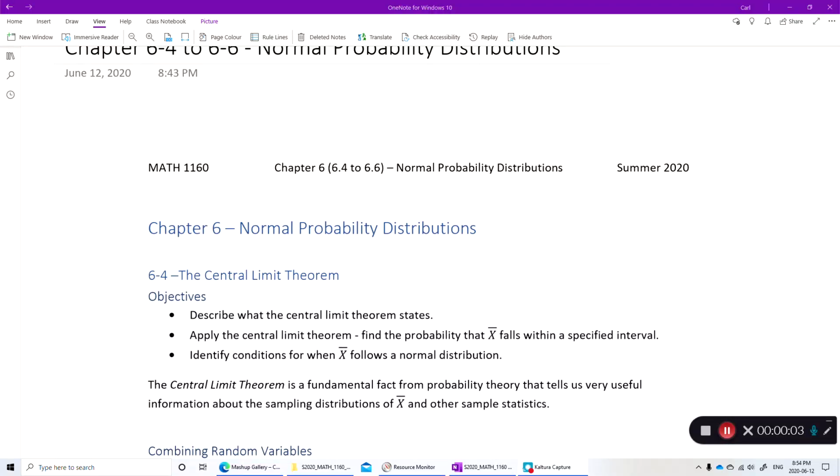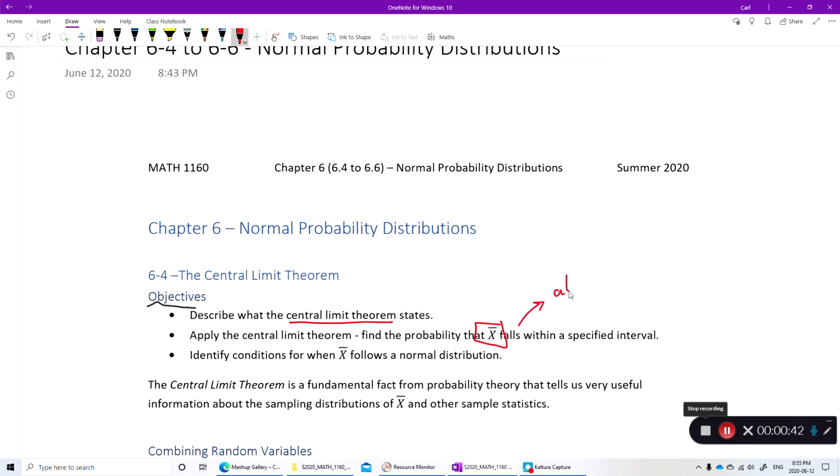Okay, hey everyone. So we're going to get started looking at the central limit theorem. Now, it'll take me a while to tell you what that means, but one of our objectives here is that by the end, you're going to be able to state what the central limit theorem says, and we're going to be able to do something with it that will help us understand sample means. So we're going to be able to find the probability that a sample mean x bar falls within any specific interval.